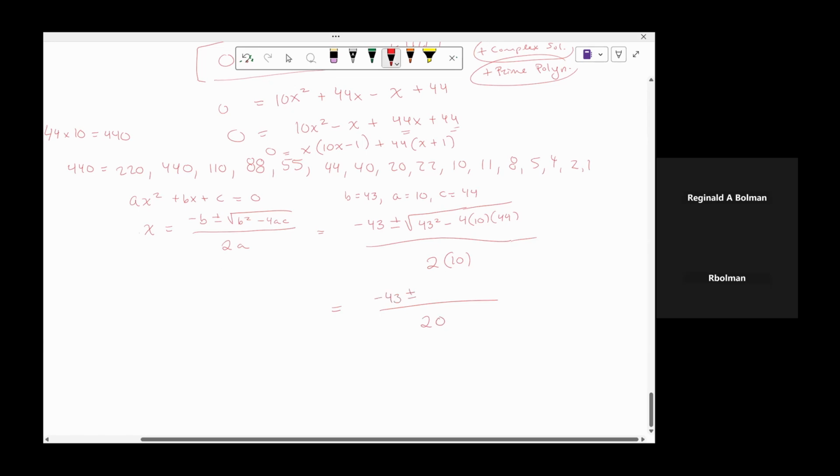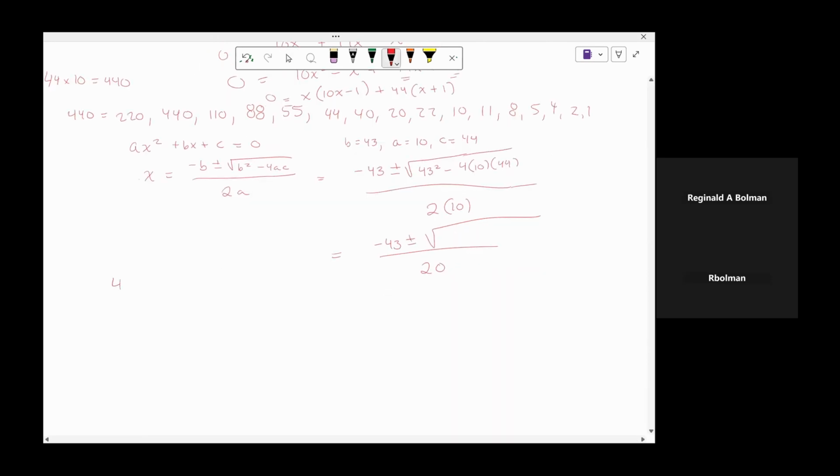You'll have negative 43 in your numerator, plus minus the square root of, we have to go to the side of our page, 43 times 43. 3 times 3 is 9. 3 times 4 gives you 12. Drop your 0. 4 times 3 is 12. 4 times 4 is 16. Plus 1 is 17. Add everything together.